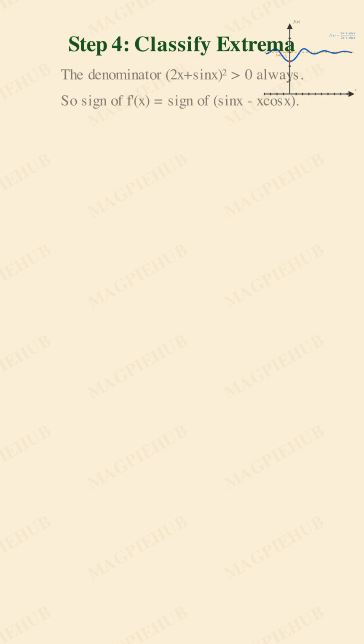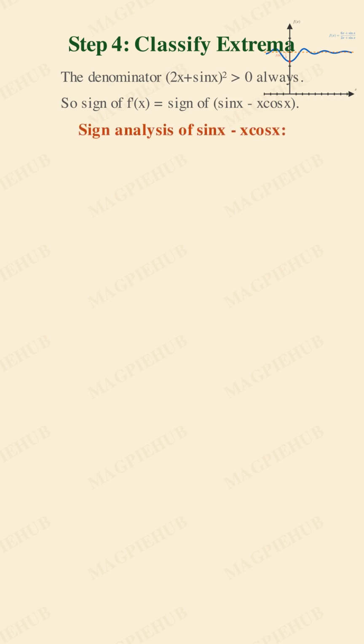Step 4. Since the denominator is always positive, the sign of f prime depends only on sin x minus x cos x. At x approximately 4.49, which is between pi and 3 pi by 2, f prime changes from positive to negative. This is a local maximum. At x approximately 7.73, between 2 pi and 5 pi by 2, f prime changes from negative to positive. This is a local minimum.